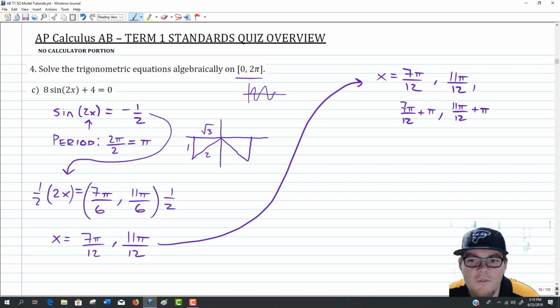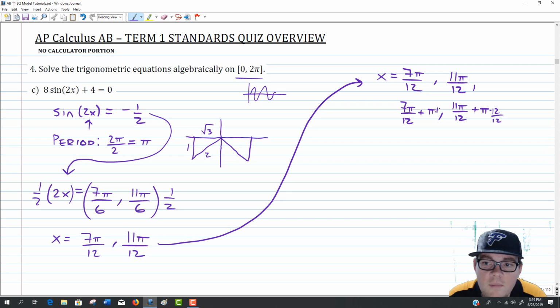But of course, we don't want to just settle for 7 pi over 12 plus pi. That just looks kind of ugly. It's not like it's wrong. It's just not what I'm settling for. So instead, I'm going to think of that period as a common denominator. We're just going to add two fractions together. Pi over 1 is the same thing as 12 pi over 12. And the same thing here. Pi is just 12 pi over 12.